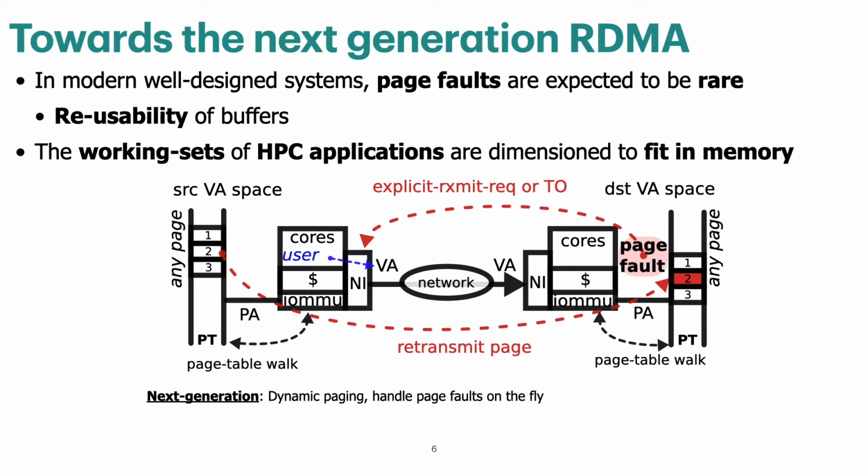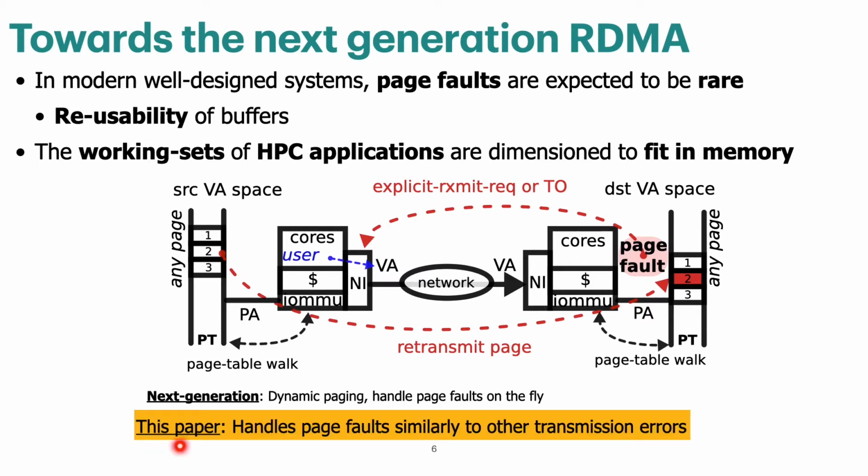and will start the transfer. So at the destination, the page is not in memory, so that means that a page fault will be triggered and we need to handle it locally at this node. And upon resolution, an explicit request to retransmit or a timeout will initiate the retransmission again, which will now be successful. So overall, we should say that with this approach, we can support page faults and we do not need to pin the pages in memory. We should also note that in this paper, we handle page faults similarly to other transmission errors.